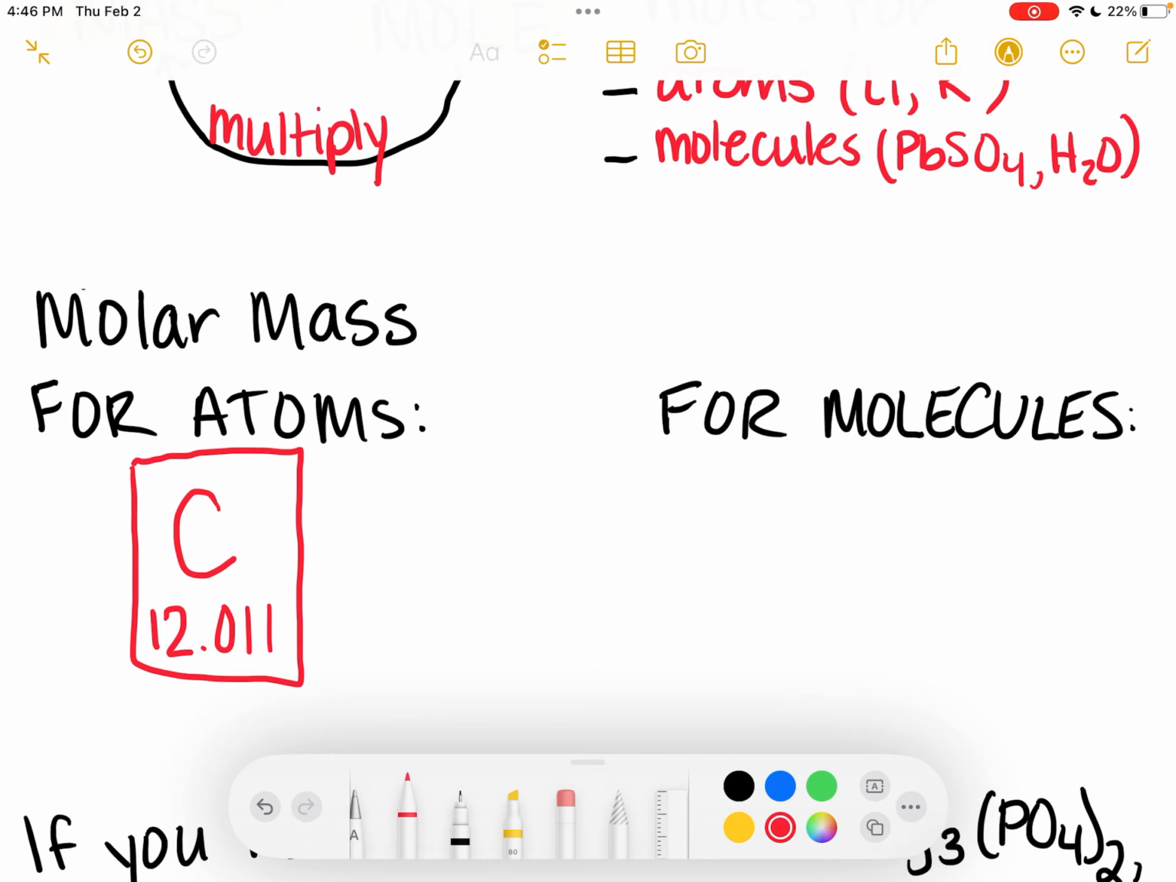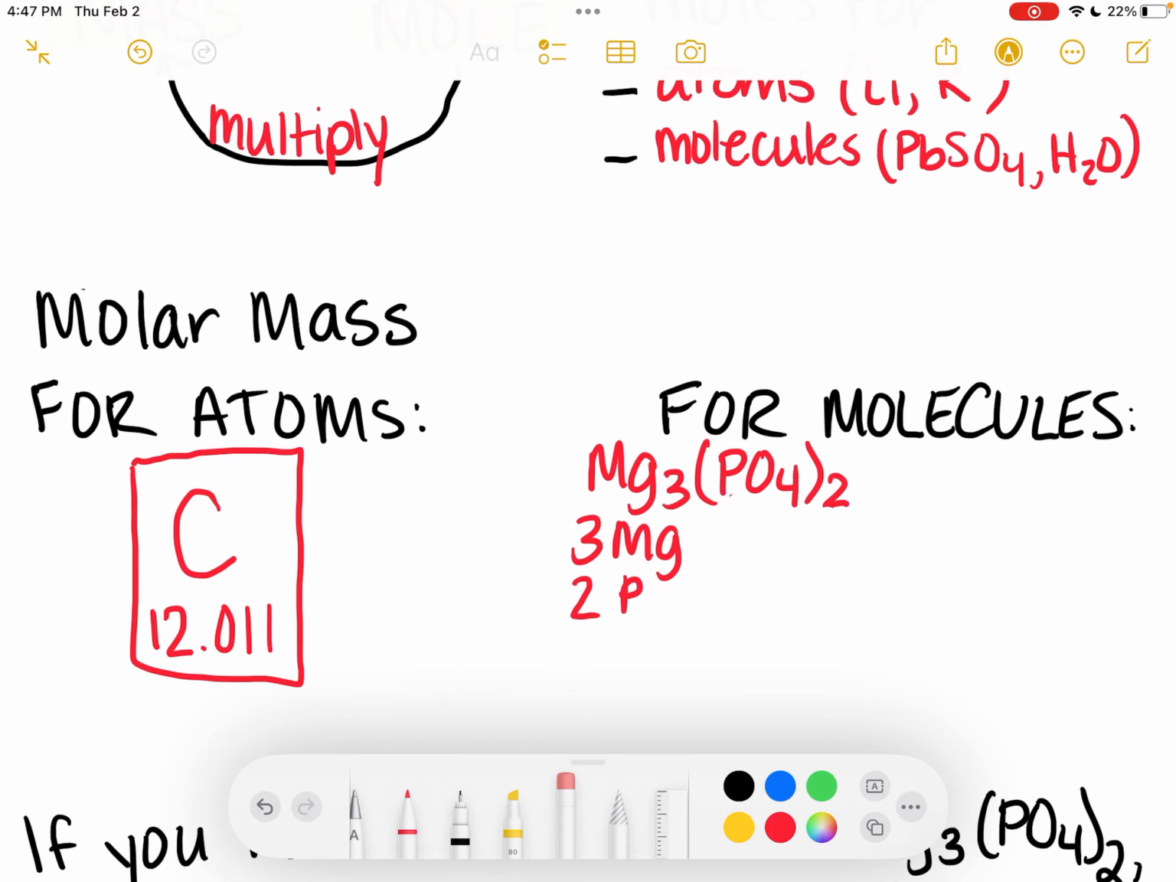So I'm going to use the example of magnesium phosphate. Magnesium phosphate is Mg3(PO4)2. So we have 3 magnesiums. We have 2 phosphoruses. And we have 2 times 4, so 8 O's.